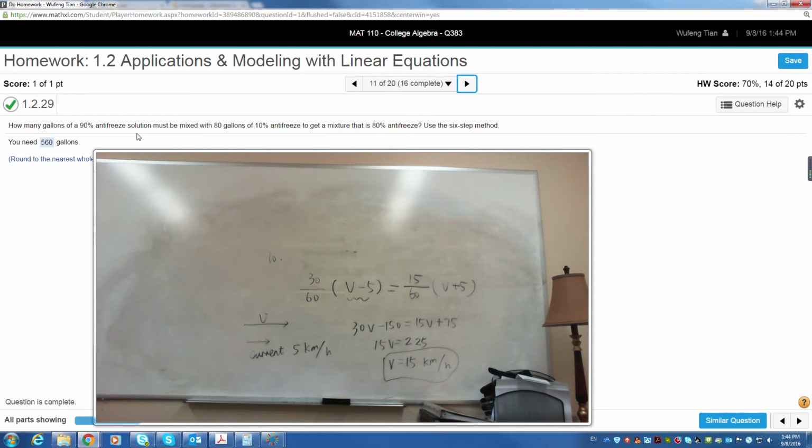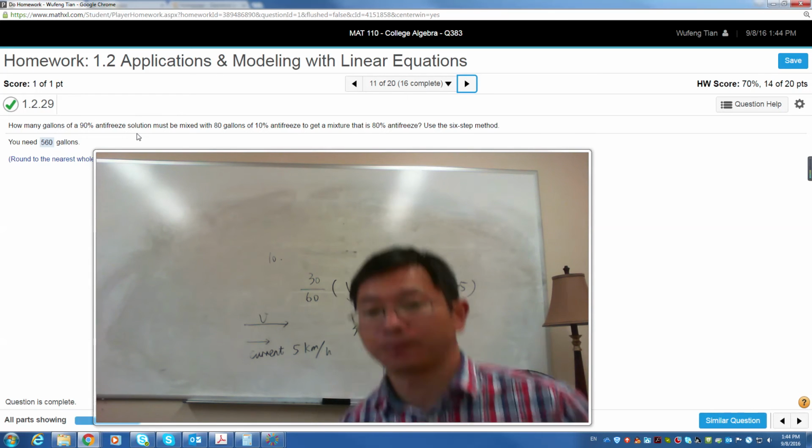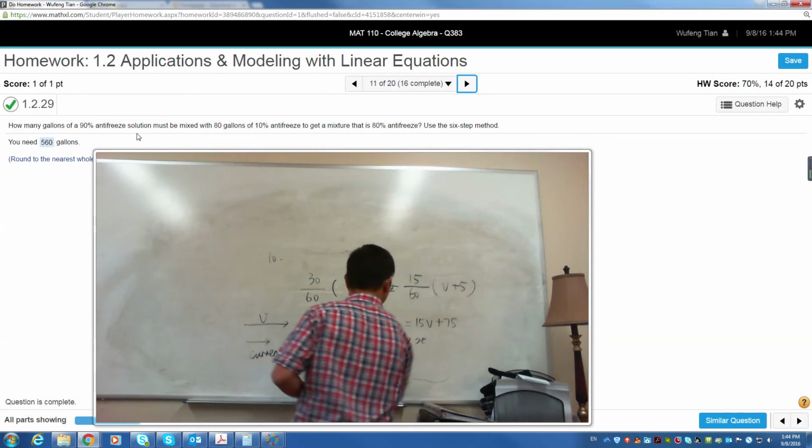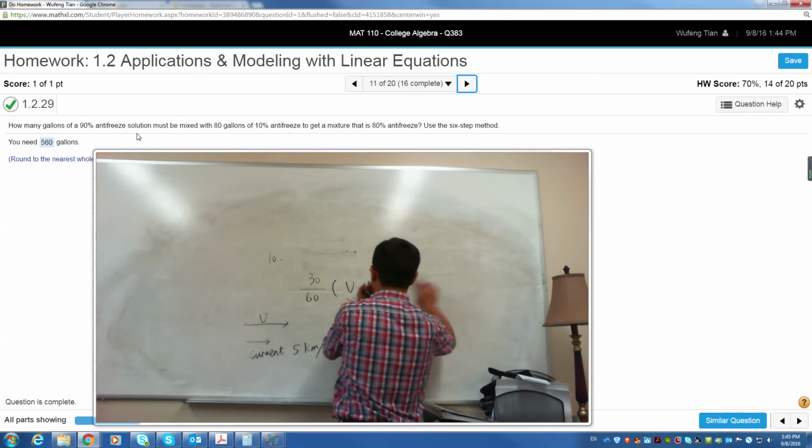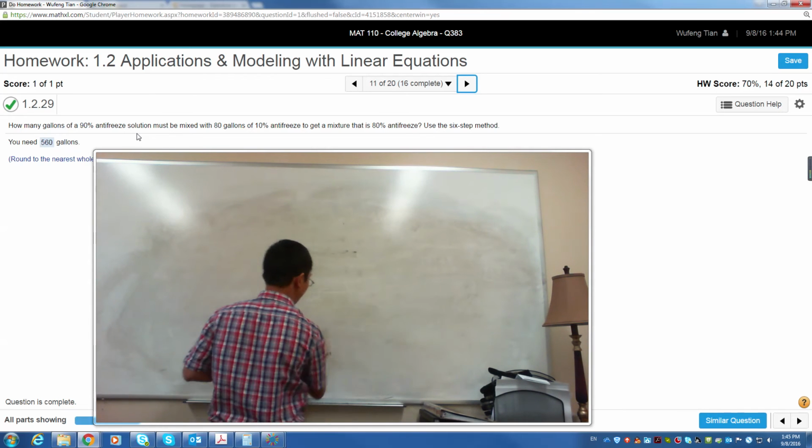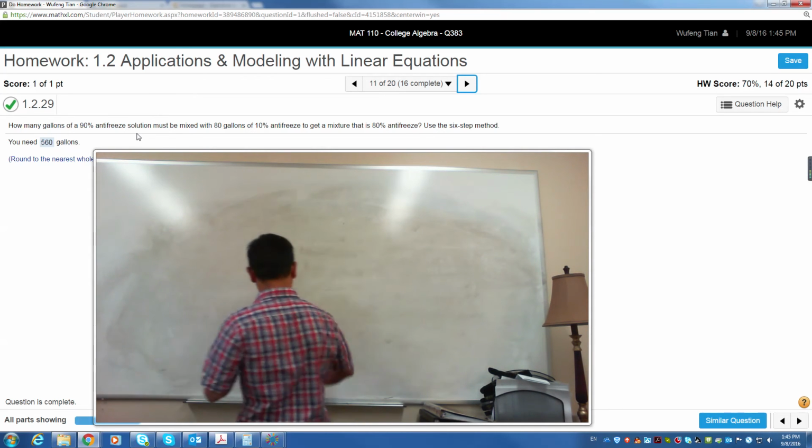How many gallons of 90% antifreeze solution must be mixed with 80 gallons of 10% antifreeze to get a mixture of 80% antifreeze? Use the 6 steps method. Alright. I didn't read that 6 steps method. Probably you need to read that as well, but it's going to be the same idea to do that.